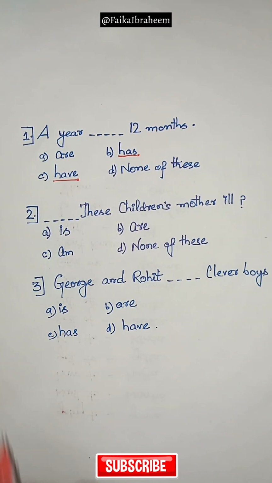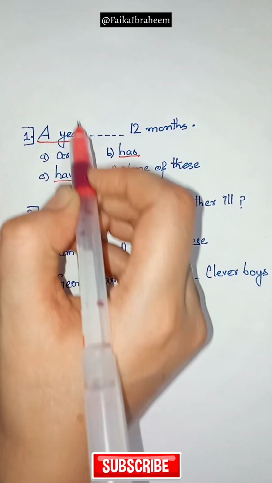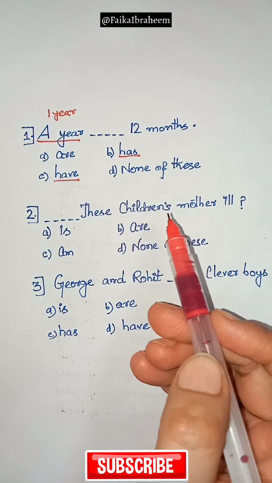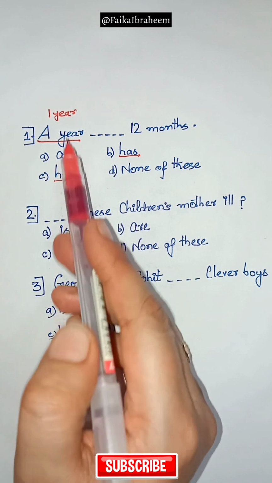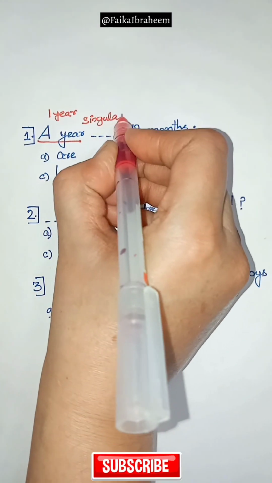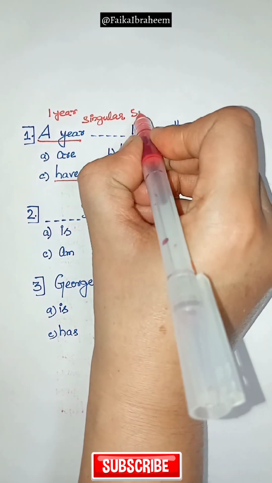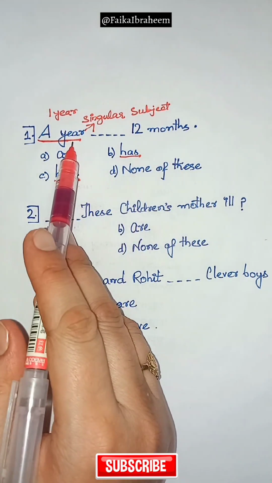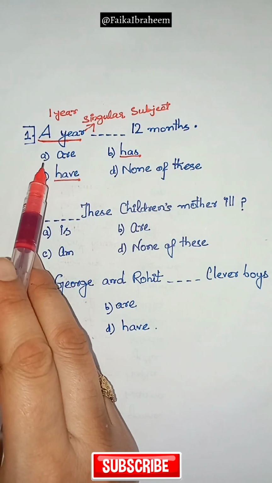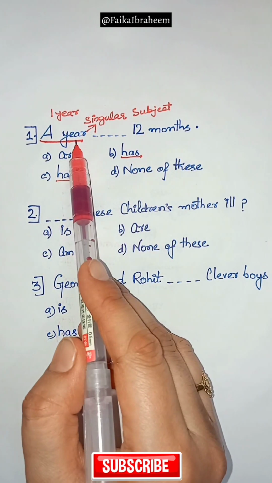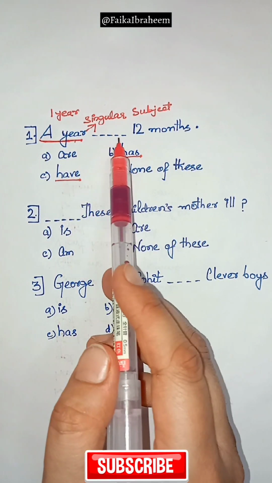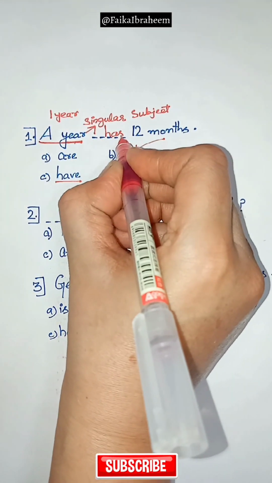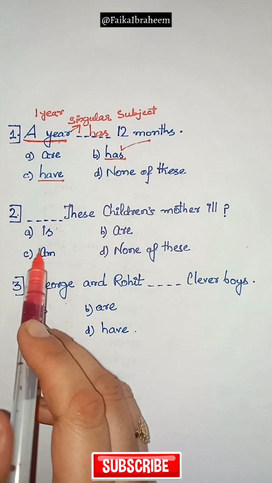Alright. So, a year means 1 year. Right? You are talking about one single year. So, it is a singular subject. Isn't it? Also, it is a universal truth. If you see a year, it will only take a singular verb. And what is the singular verb which we have discussed? Has. Has is a singular verb. So, has is the right answer. Next.